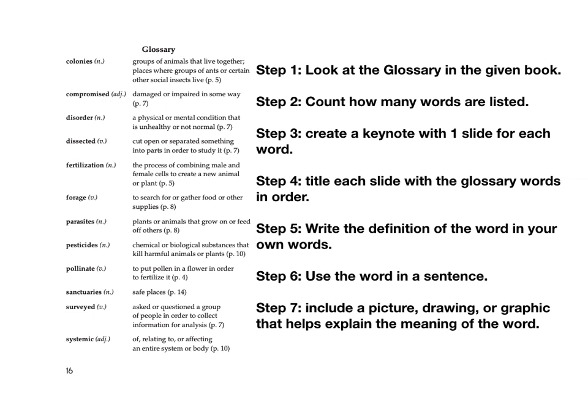And then the last thing you want to do is include a picture, a drawing, or a graphic that helps you explain the meaning of the word. And you can find a picture from Google Images. You could draw it on Keynote. You could draw a picture on paper and take a picture of it and insert it. You could use the shapes to create your own picture. I just want a visual included.